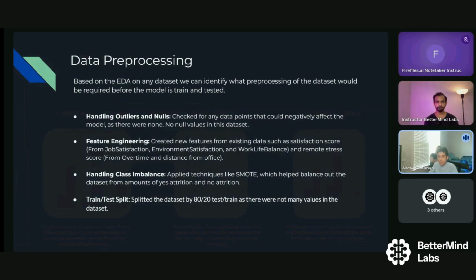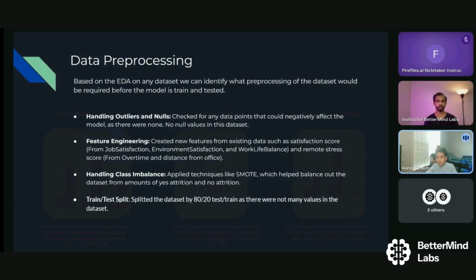Handling the class imbalance. For this imbalanced dataset, we applied the SMOTE technique, which helped balance out the dataset, and then train and test split, which split the data 80 to 20 instead of 70 to 30, which is typical, as this dataset is smaller than usual.